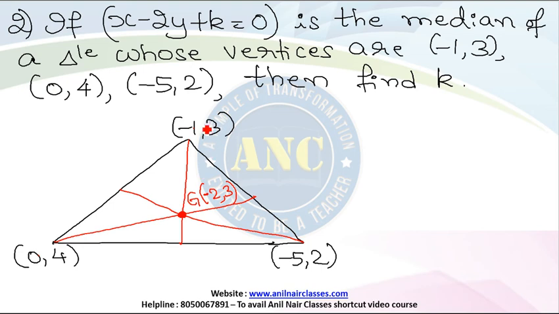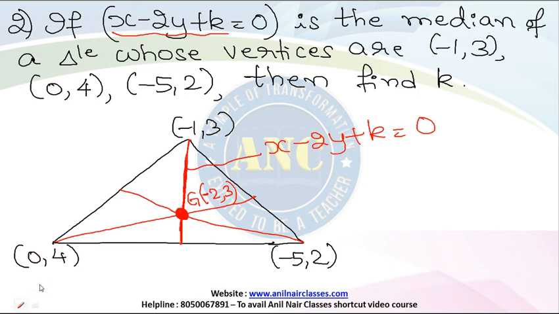Now assume that this straight line equation is x minus 2y plus k equal to 0. When I draw the straight line, I understand that the straight line is passing through this centroid, and the coordinates of that centroid are minus 2 comma 3.